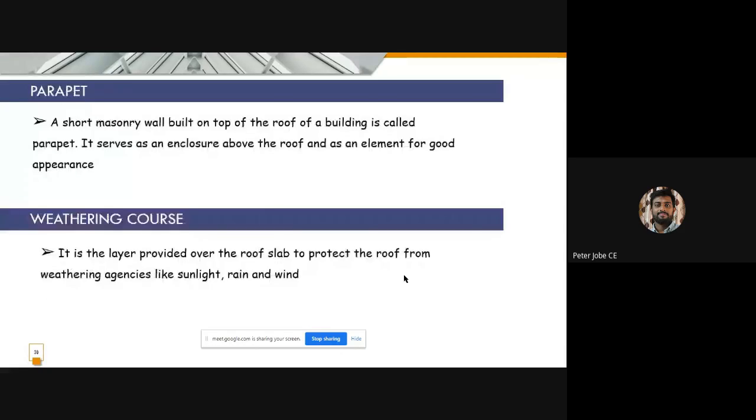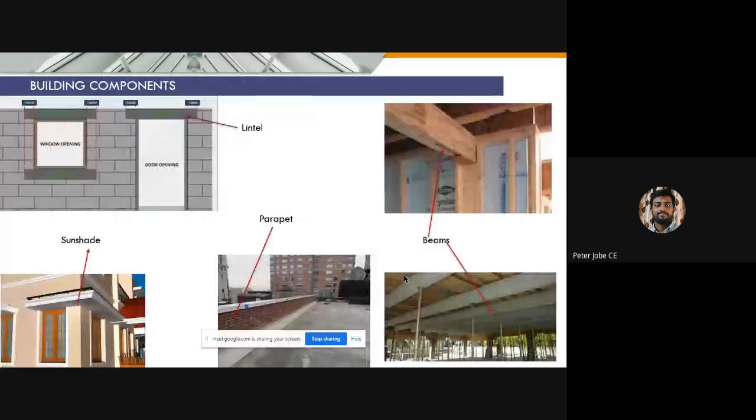Of all those things, if you look at this figure given on the screen, you'll get a better understanding. In the first figure, it's shown as the window opening, and you can see where lintels are placed above and below the window. This lintel is basically placed to give a proper fixture for the window frame in this opening, and also to transmit the load to the sides.